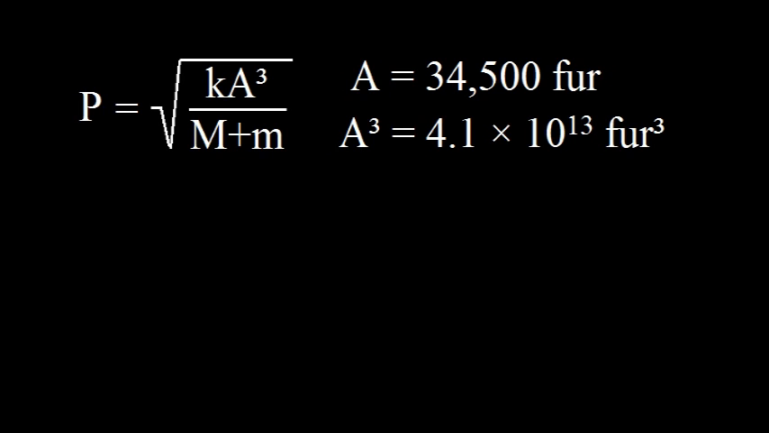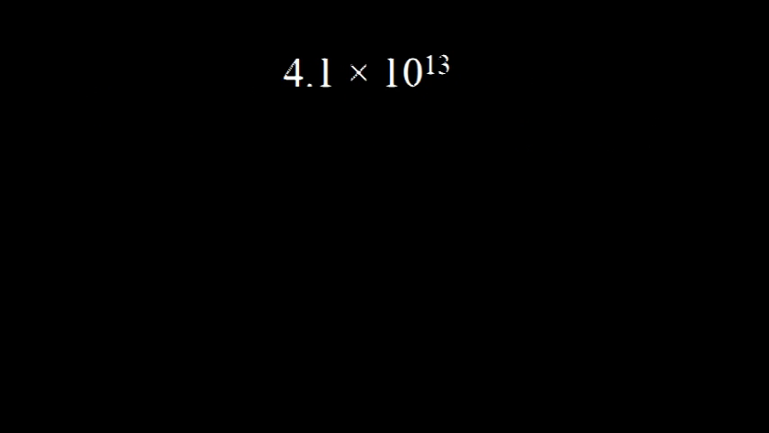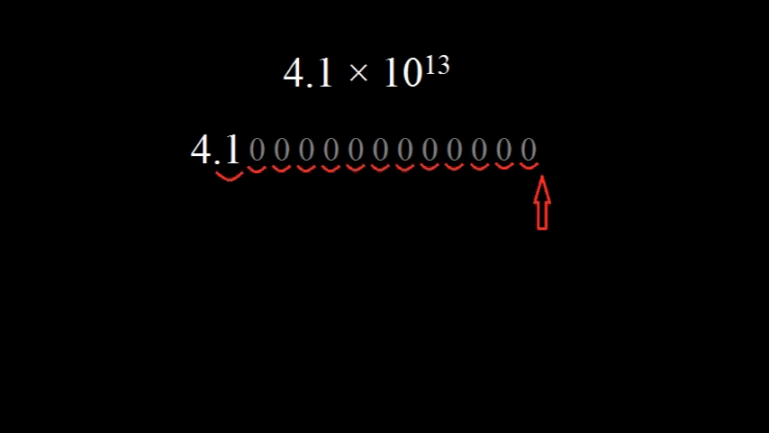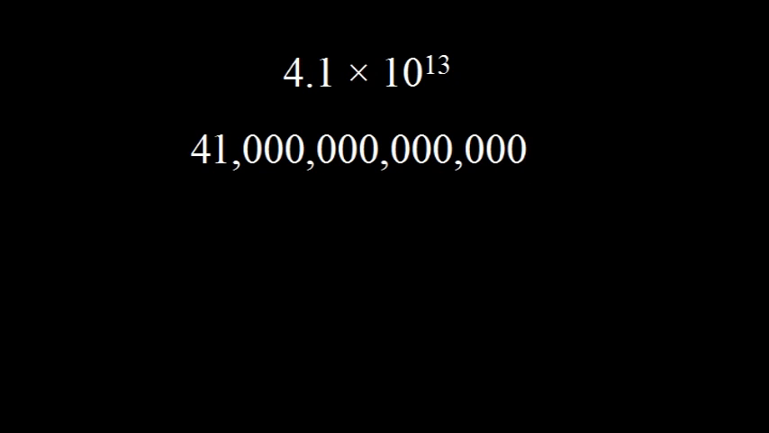And as you doubtlessly recall, our formula for the period is the square root of the conversion constant times the cube of the semi-major axis divided by the sum of the masses. The semi-major axis, A, is 34,500 furlongs. This means A cubed is A times A times A, which works out to 4.1 times 10 to the 13th cubic furlongs. If you're not familiar with scientific notation, now's the time to start. That times 10 to the 13th part means to take the decimal point and move it to the right 13 places. So 4.1 times 10 to the 13th is 41 trillion.